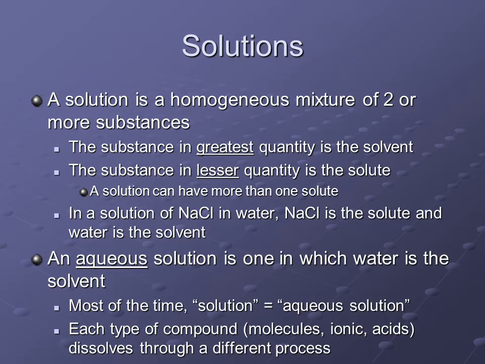Now, most of the time in chemistry we're going to be dealing with aqueous solutions. An aqueous solution is one in which water is the solvent. Aqueous solutions are so common that most of the time when chemists say solution, they really mean aqueous solution. In order to understand what happens in the process of making a solution, you first have to understand that each type of compound, molecules, ionic compounds, and acids, dissolves through a different process. So the first thing we're going to do is look at each of these different processes.